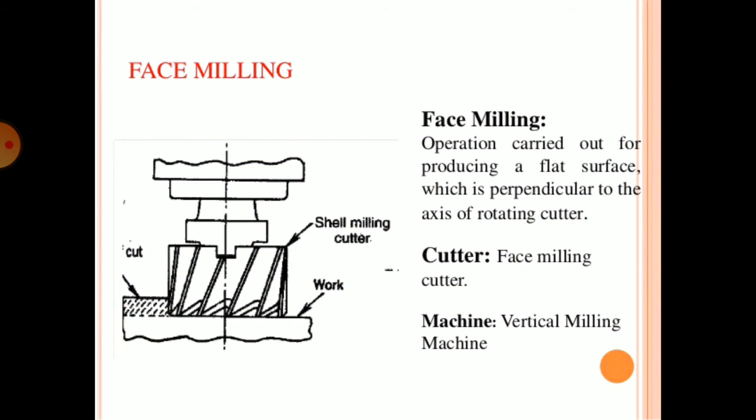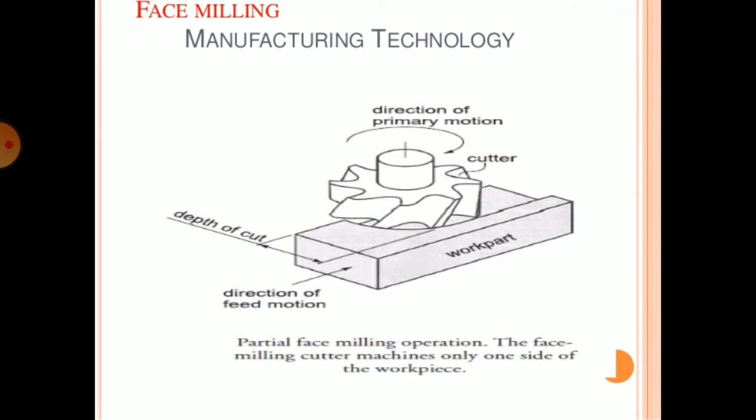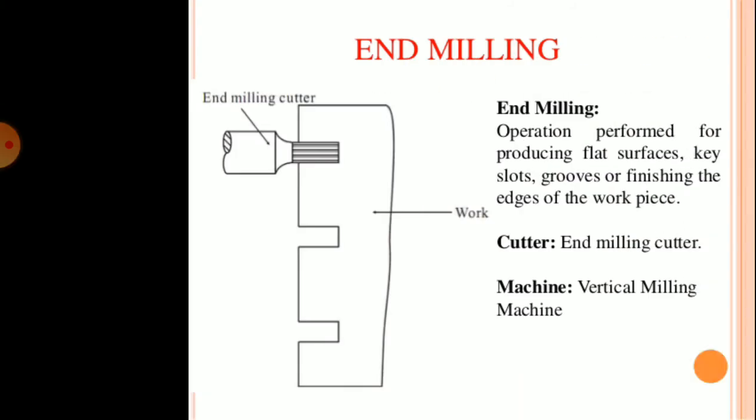Cutter is a plane milling cutter and machine is horizontal milling machine. This is the operation, how it can be carried out. In face milling, cutter is the face milling cutter and machine is vertical milling machine. This is the face milling, how it can be carried out.